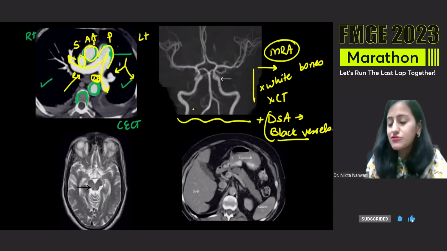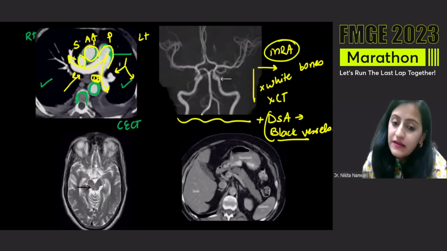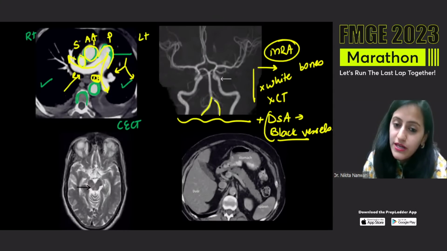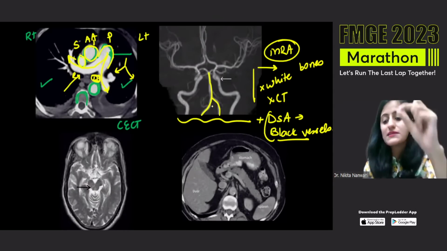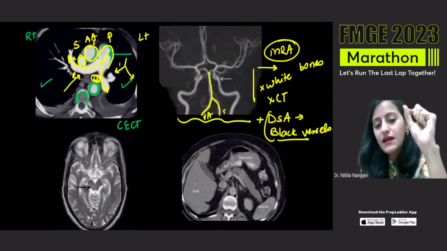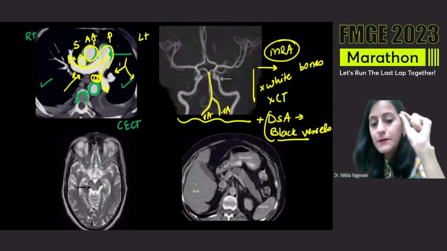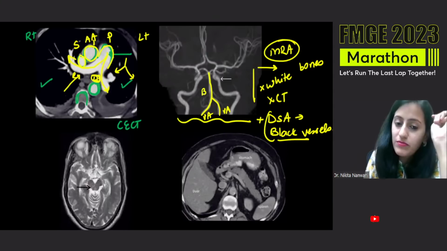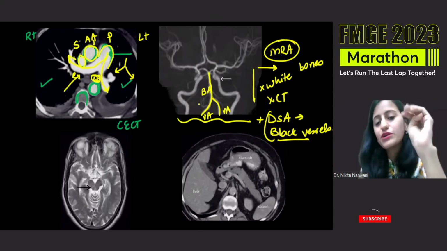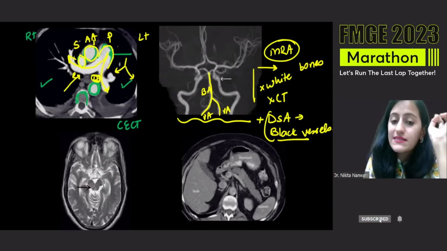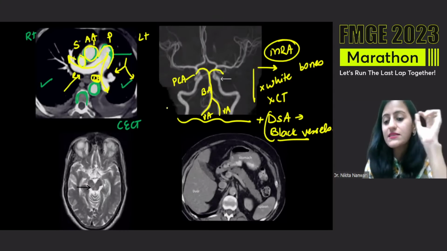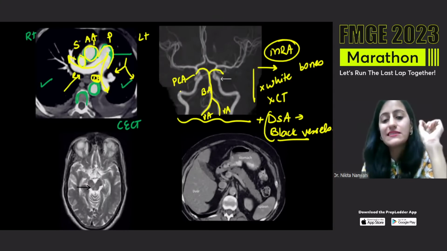So identifying the structures here in MR angio. These two vessels which are joining to form one vessel in the brain, that is the vertebral artery. The two vertebral arteries join to form the basilar artery. What is the terminal branch of the basilar artery? Posterior circulation, so that's the posterior cerebral artery.